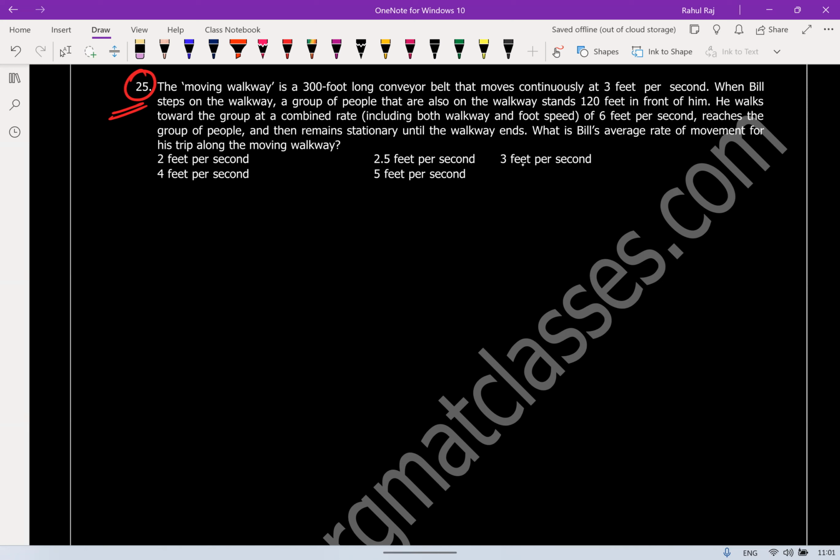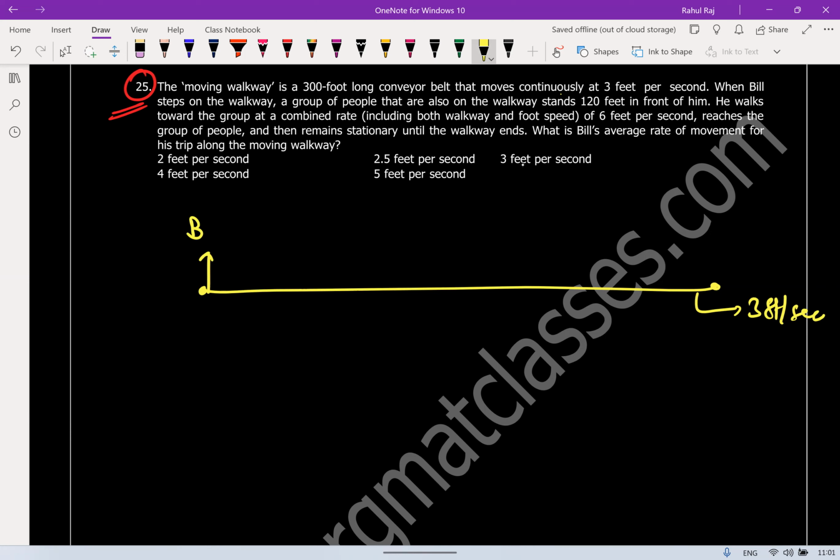So it says a moving walkway is 300 foot long. So this is 300 foot long. A conveyor belt that moves continuously at 3 feet, so this is moving at 3 feet per second. In word problems, it is very important that you read every sentence and understand what it is. So it says when Bill steps on the walkway, this is the place where Bill steps on the walkway. A group of people that are also on the walkway stands 120 feet in front of him. Now this is the place where the group of people stand. This is 120 feet. Straightforward logic.